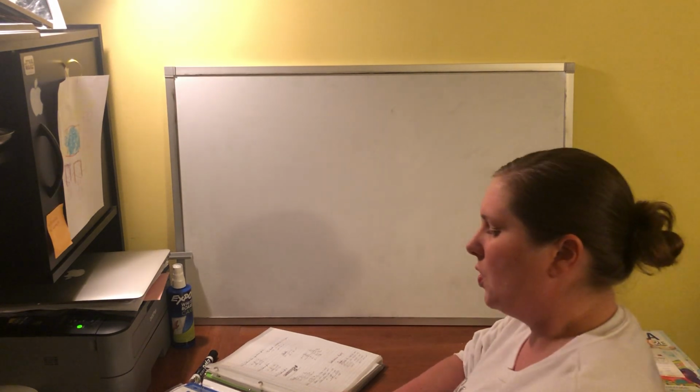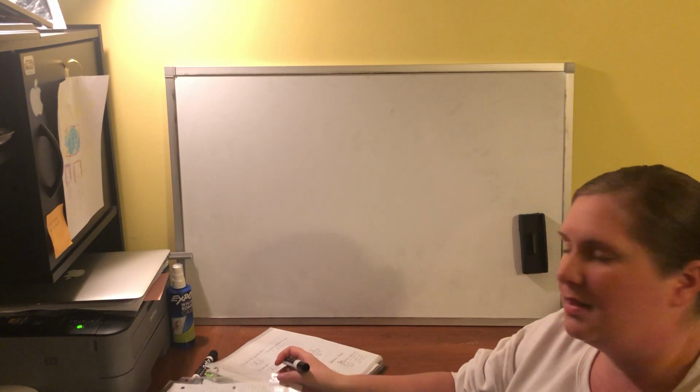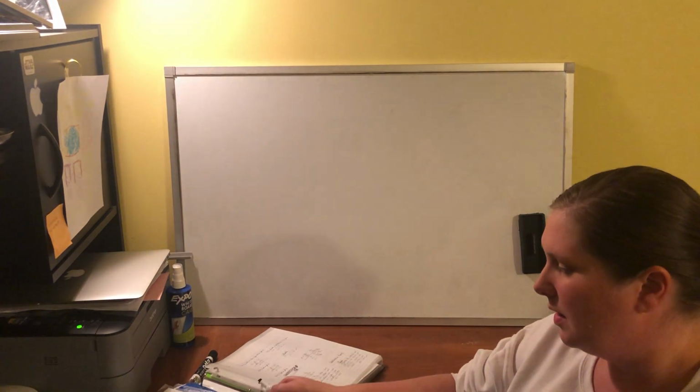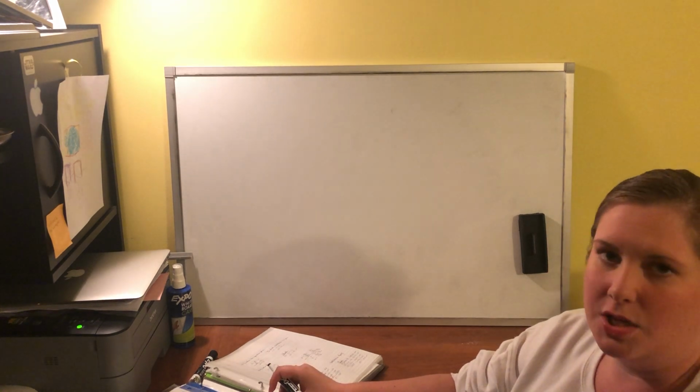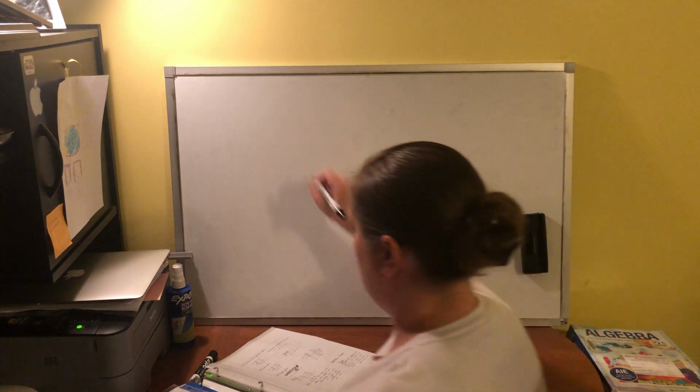Okay, so this addition property of equality, all it means is that you're going to be adding the same number to both sides of the equation, and it's not going to change the solution set, so it's not going to change the answer. Okay, so let's go ahead and try this out.